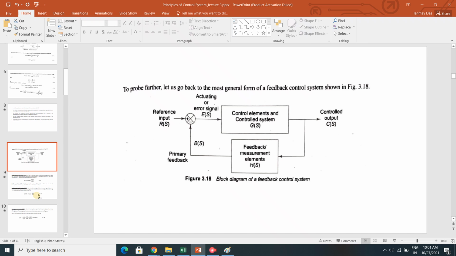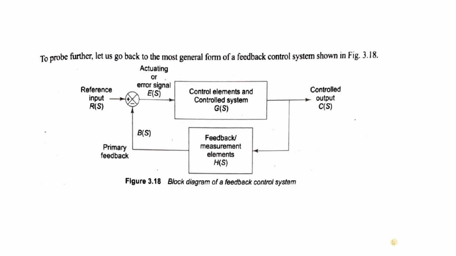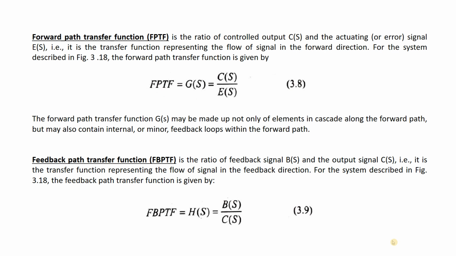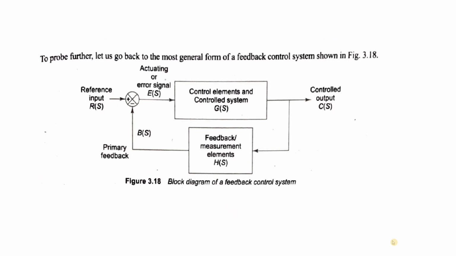For simplicity I am just dragging this one over here. Okay, I think it is clear. So now you have understood that every block has a transfer function, and it is equal to the Laplace transform of the output signal by the input signal. So for G(s) it is C(s) by E(s), and for H(s) it is B(s) by C(s).